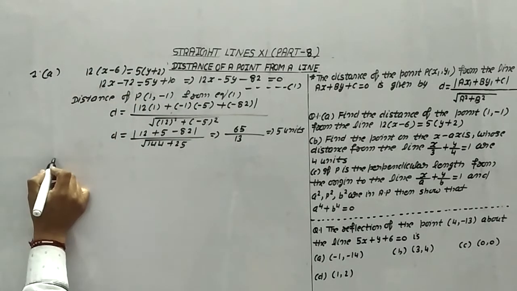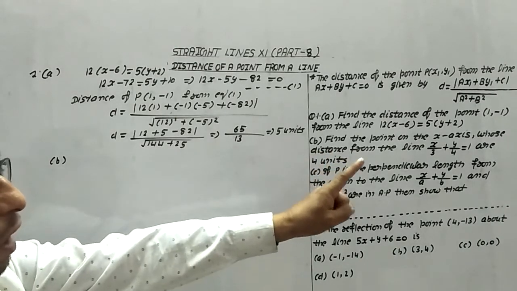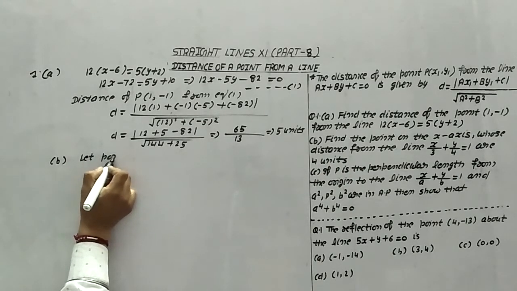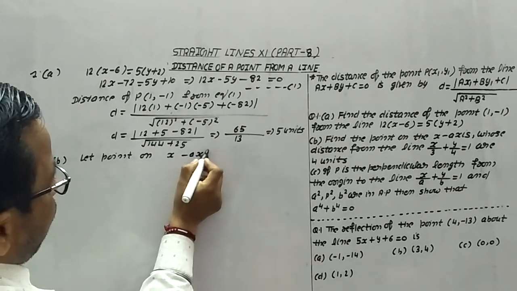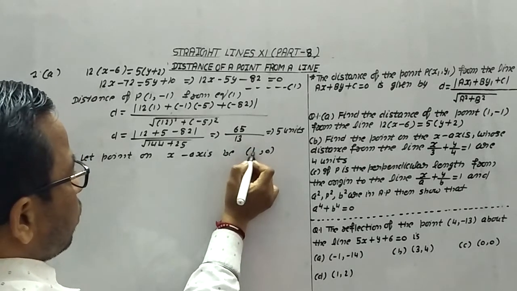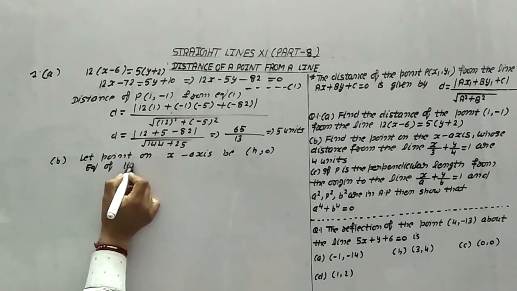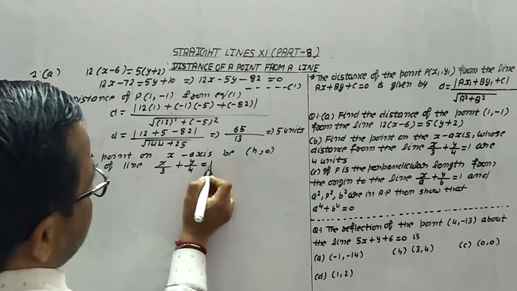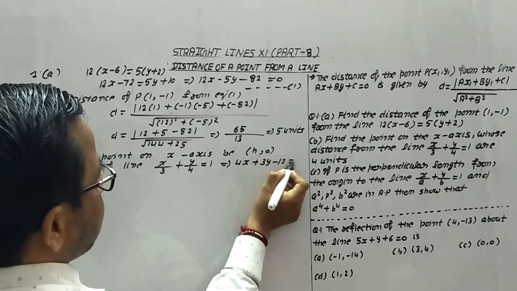Now let's start with question number 1, part b. Find the point on the x-axis whose distance from the line is 4 units. Now look at this. Let the point on the x-axis be, what is this? We will take the coordinates to be (h, 0), because on the x-axis y is equal to 0. Now what is the equation of the line? The equation of the line is x upon 3 plus y upon 4 equal to 1. It implies that this becomes 4x plus 3y minus 12 equal to 0.